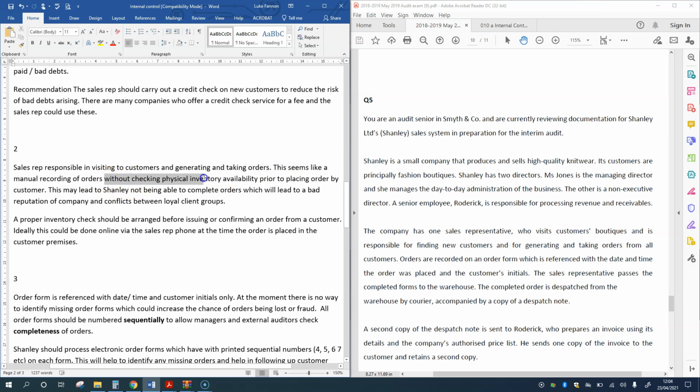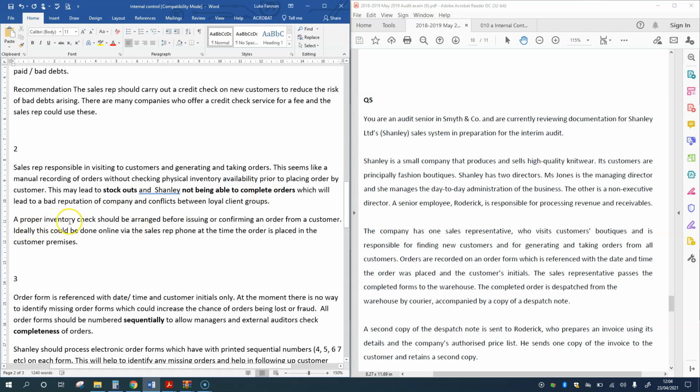So, okay. This may lead to, I'll just be clear, to stockouts. So you want to say what the problem will be. Stockouts and Shanley not being able to complete orders. That bit was missing, I'd say, from the student answer. And then lead to bad reputation of company and conflicts between loyal client groups, where the company Shanley has to decide who it can give the goods to. So that was very good. Just, that bit was clearer.